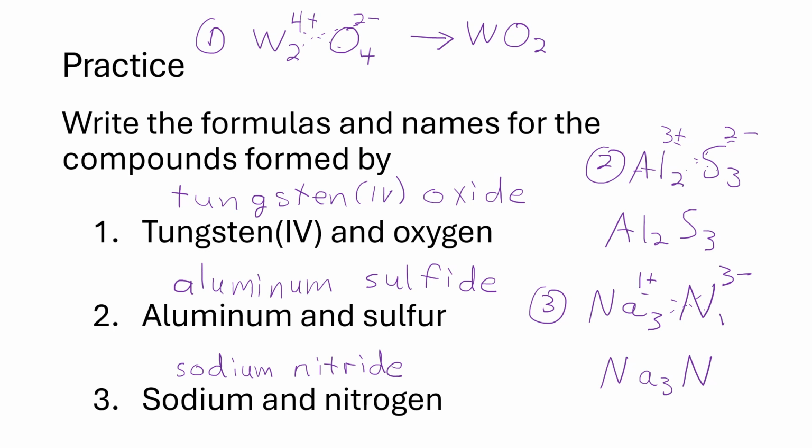Hopefully that helps you work through the process of ionic nomenclature. You do need to identify the metal as being fixed charge or variable charge. If it's variable charge, you need a Roman numeral. If it's fixed charge, we don't use a Roman numeral.